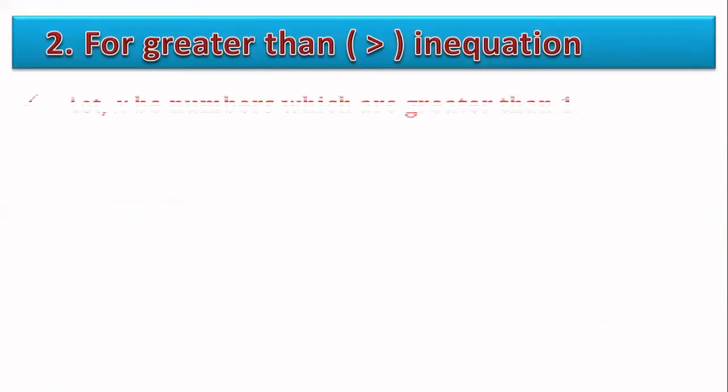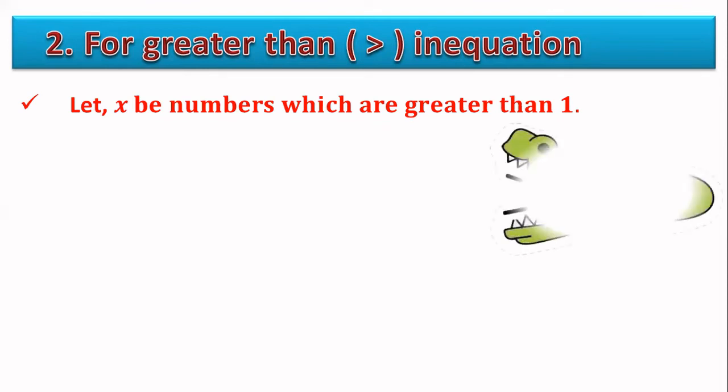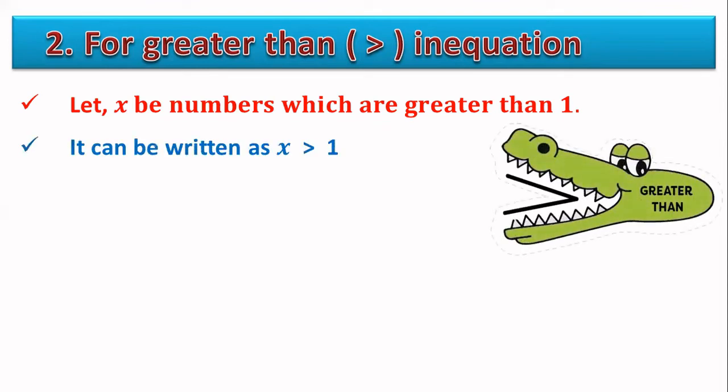Now for the greater than inequation. Here also let us consider x to be numbers which are greater than 1. This is one example. Mathematically it can be written as x > 1. Now if you try to find the solution set, meaning the possible values of x which are greater than 1 in case of integers, can you guess what the possible values of x are? Yes, that's right. It will be 2, it will be 3, it will be 4, it will be 5, and keep on going. Yes, that's right.